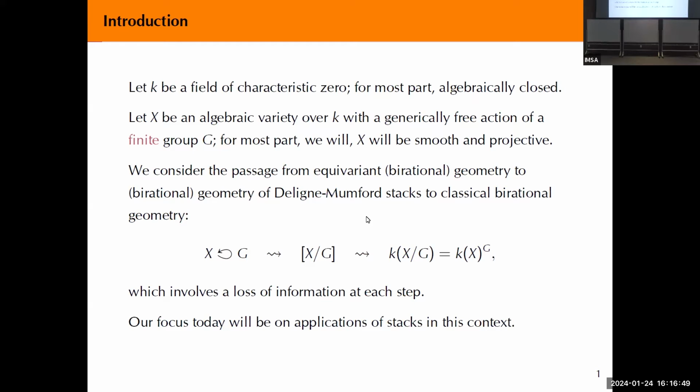So today I will focus on that middle part, applications of these kinds of stacks to problems both in invariant theory, which is the right side, the field of invariants, and also in the study of G actions up to birationality.